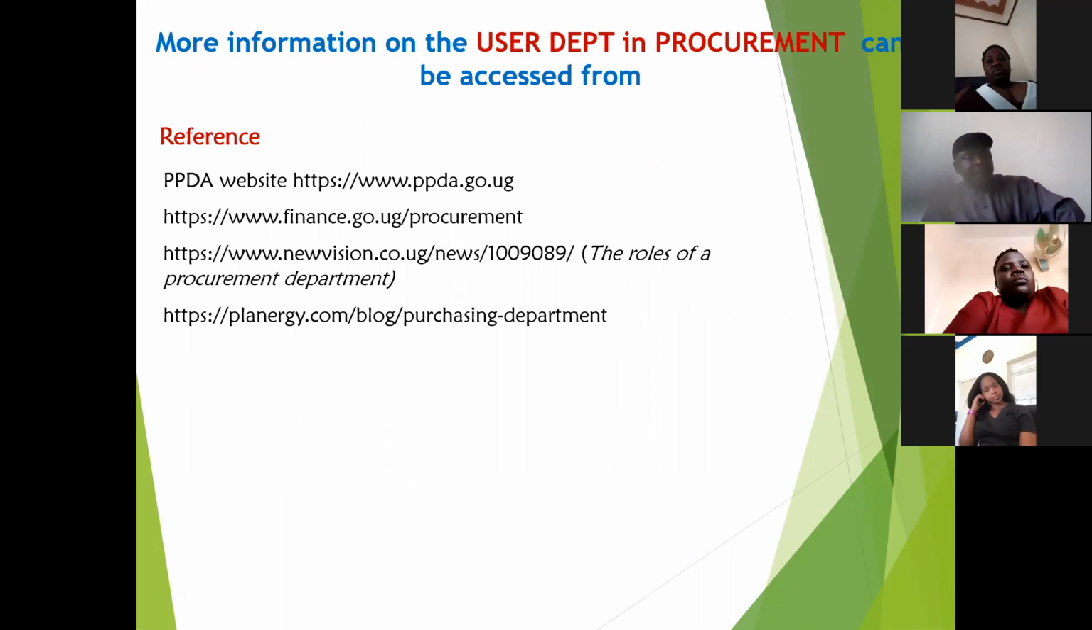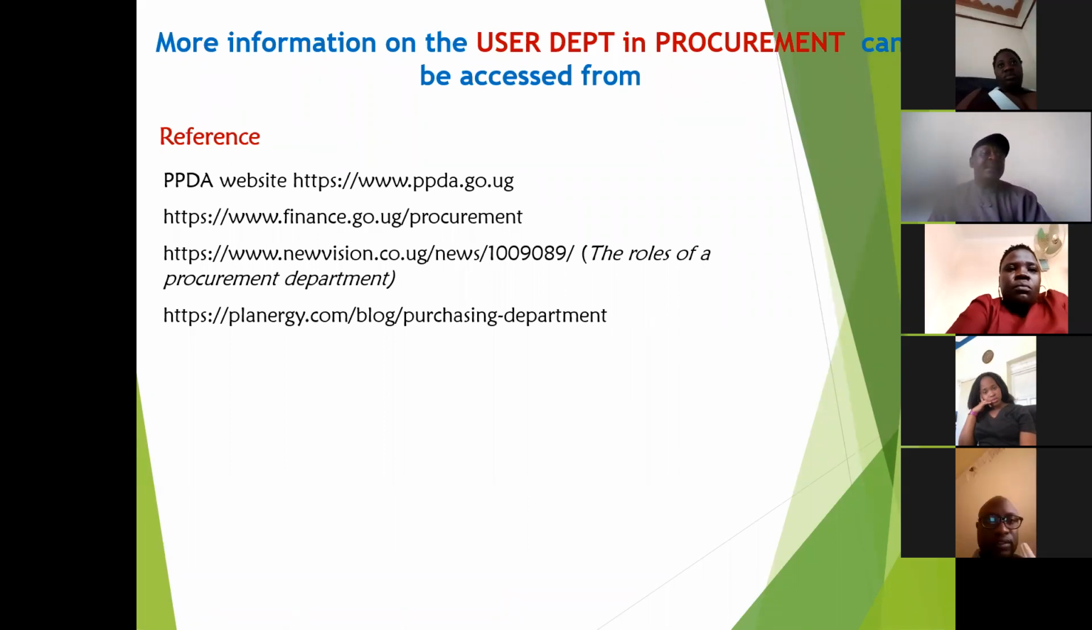For more information about the user department, it can be accessed from the following websites. Get all the information from the PPDA website, ppda.go.ug. You can also get it from the Ministry of Finance, finance.go.ug/procurement. Then you can get from the New Vision the roles of the procurement department. You can also get from planergy.com about the purchasing department. All these will give you information detailing the user department as far as procurement is concerned.